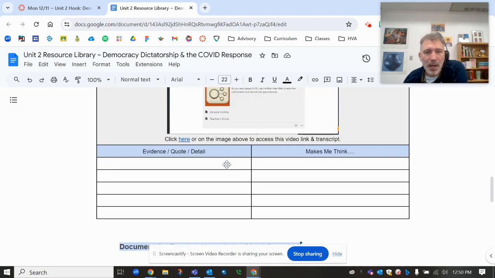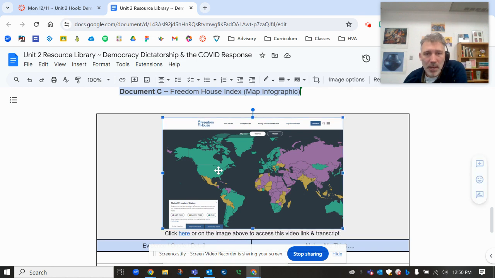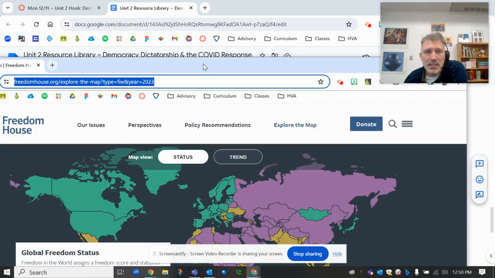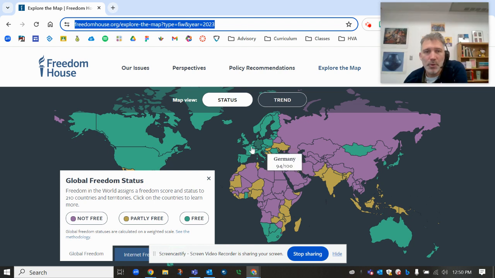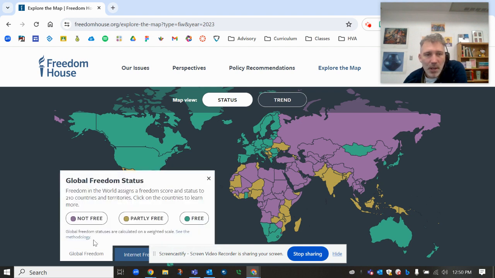I think my next job was to show you this. We're going to do this together as part of a guided practice. If you click there, you'll get to this big map. It is one of the coolest things on the entire internet that I know about. It's the Freedom House Freedom Index, and you can look at individual countries to see their level of freedom.